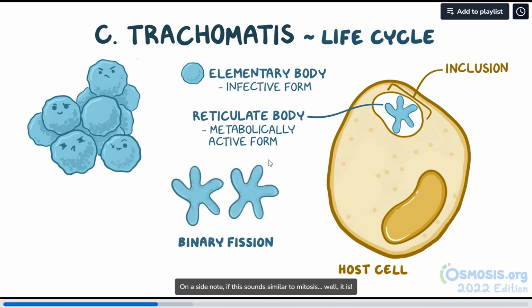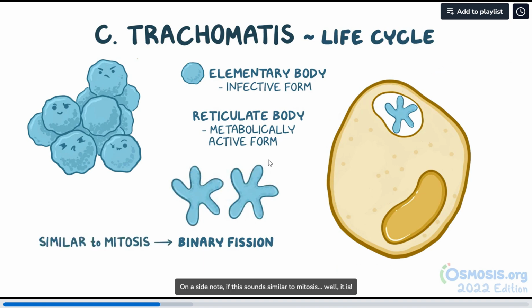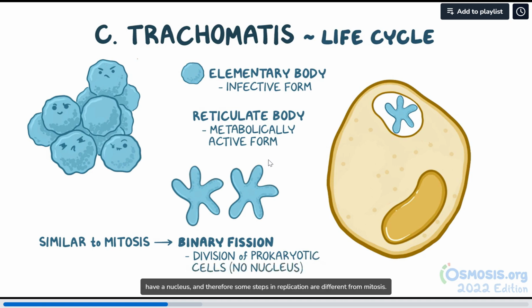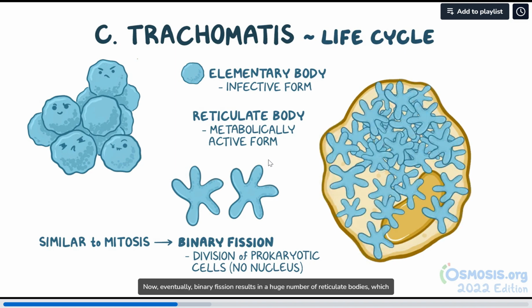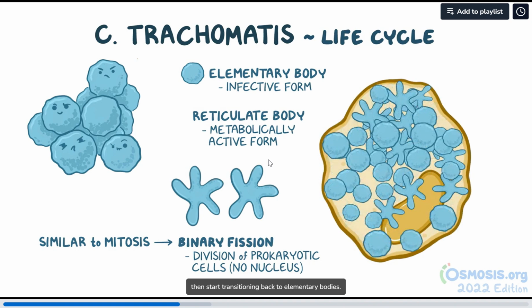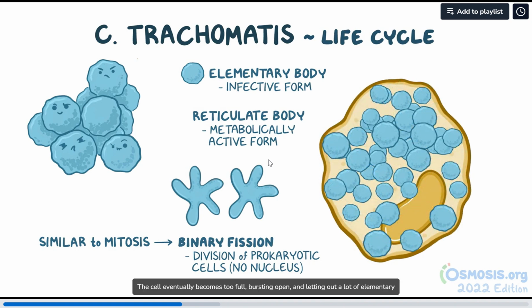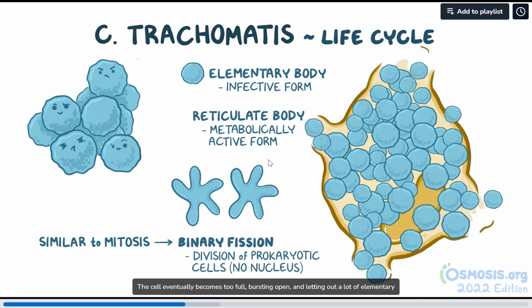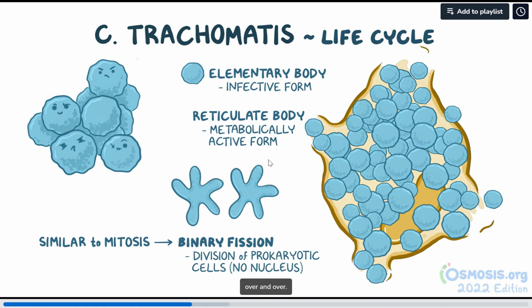On a side note, if this sounds similar to mitosis, well, it is. But the term binary fission is used to describe division of prokaryotic cells, which don't have a nucleus, and therefore some steps in replication are different from mitosis. Now, eventually, binary fission results in a huge number of reticulate bodies, which then start transitioning back to elementary bodies. The cell eventually becomes too full, bursting open, and letting out a lot of elementary bodies in the surrounding fluids, where they attach to other cells to repeat the cycle over and over.